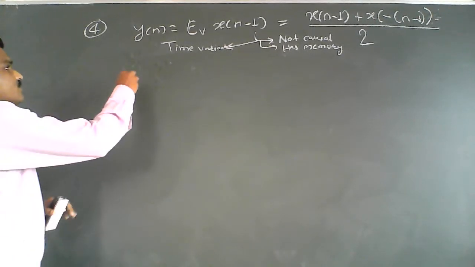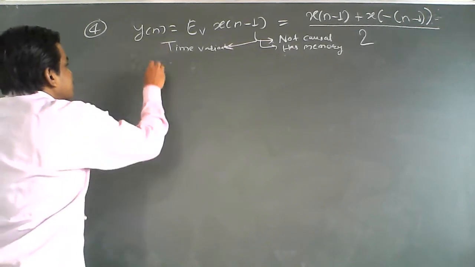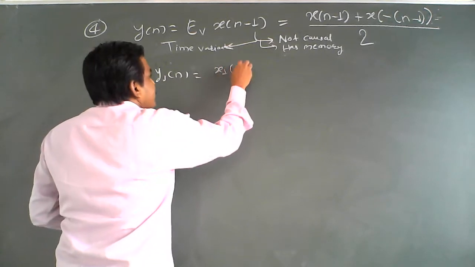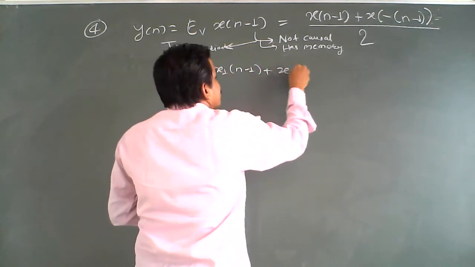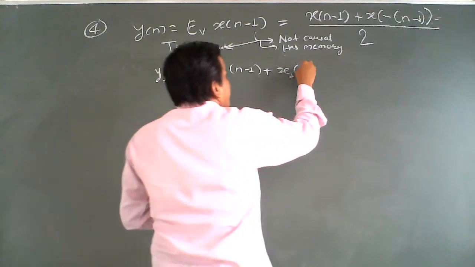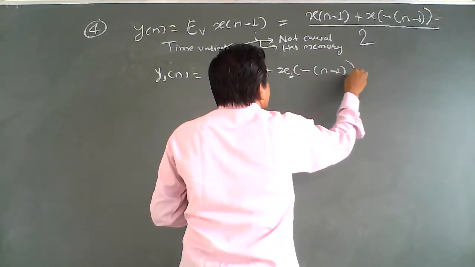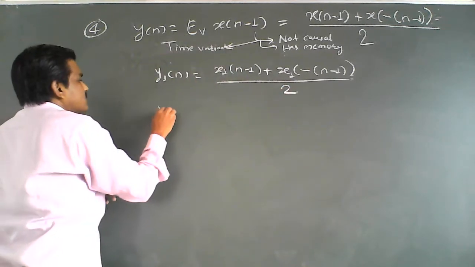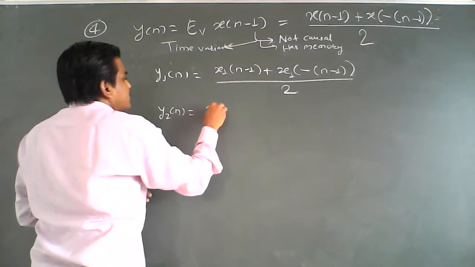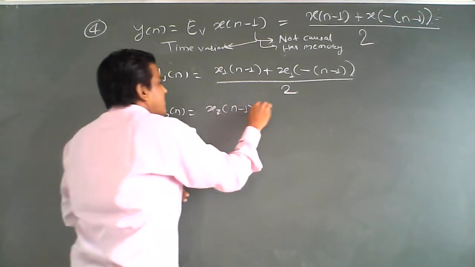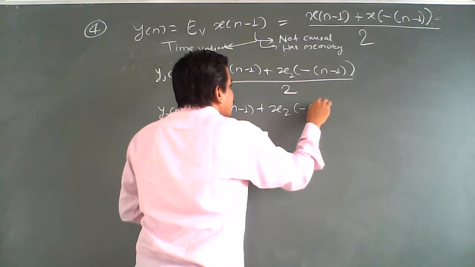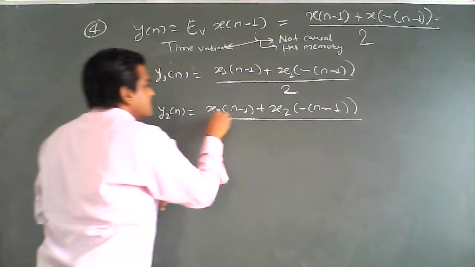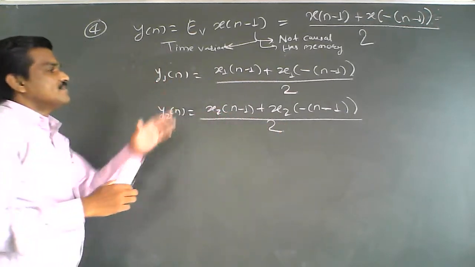First we will consider this system as y1 of n, which is x1 of n minus 1 plus x1 of minus of n minus 1, divided by 2. Now what is y2 of n? x2 of n minus 1 plus x2 of minus of n minus 1, divided by 2. I have just written in terms of x1 and x2.